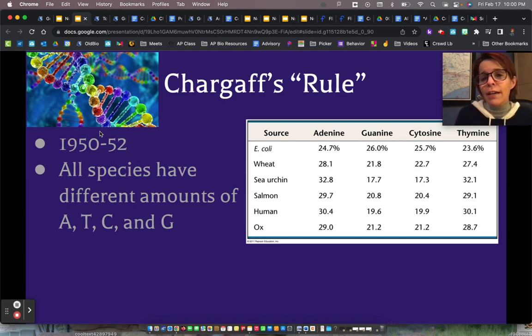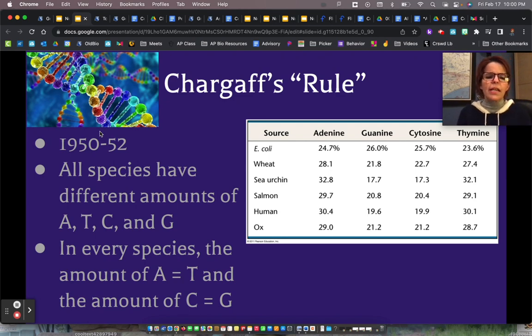This is called Chargaff's Rule, and Chargaff starts studying all kinds of different organisms, because remember, all organisms use the same A's, T's, C's, and G's. And he starts looking at all of them, and what he discovers is that all species have different amounts of A's, T's, C's, and G's. So that's what makes us unique, is the order of our letters and how many letters we have. But the rule that he discovers is in every species, the amount of A is equal to the amount of T, and the amount of C is equal to the amount of G.